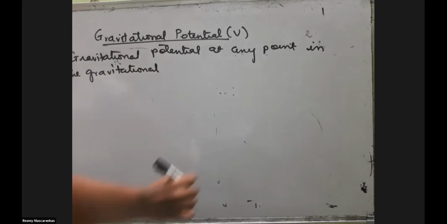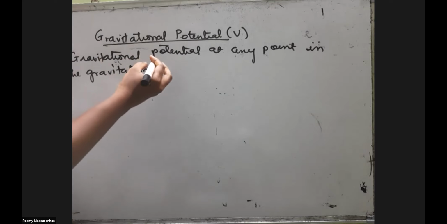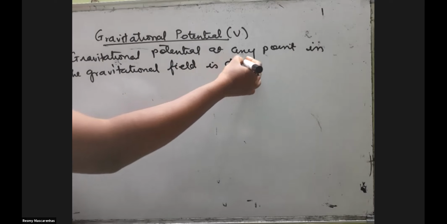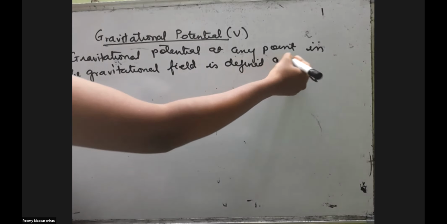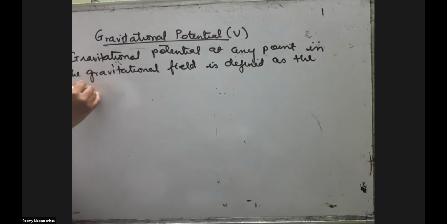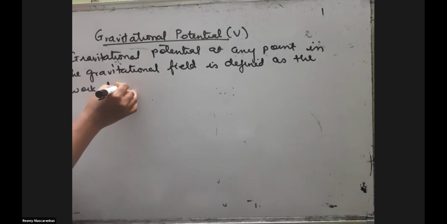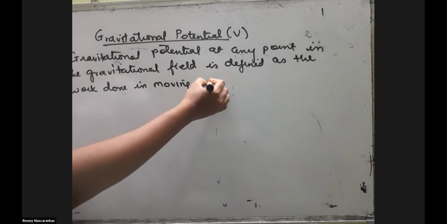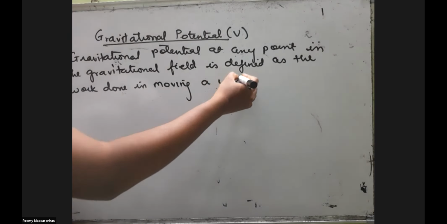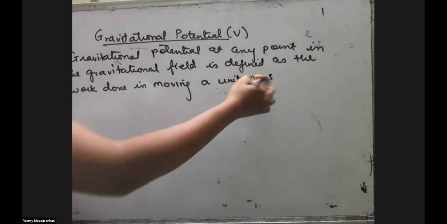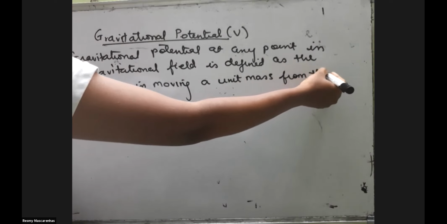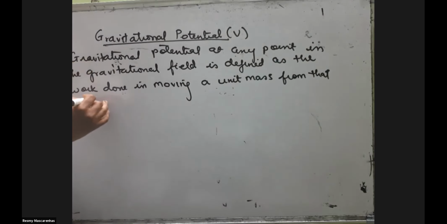Gravitational field is, I told you, the area till where gravity works. Gravitational potential is defined as the work done in moving a unit mass, unit mass means mass of 1 kg, from one particular point to infinity.